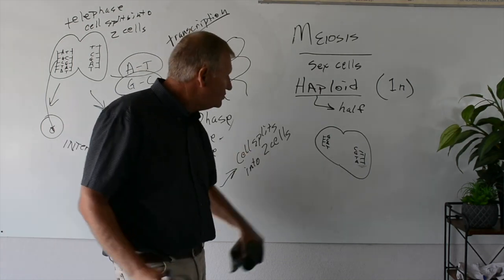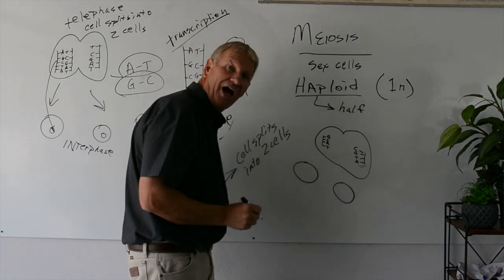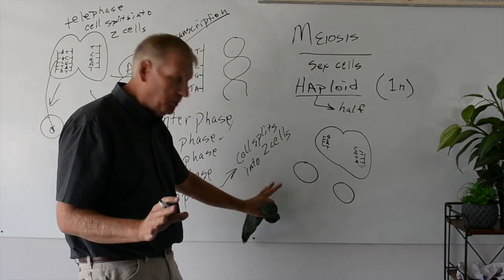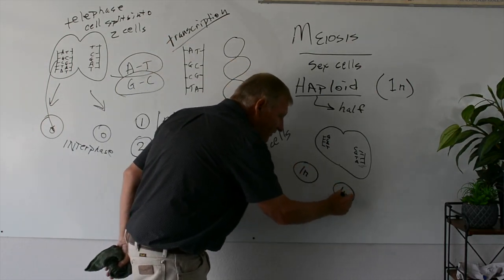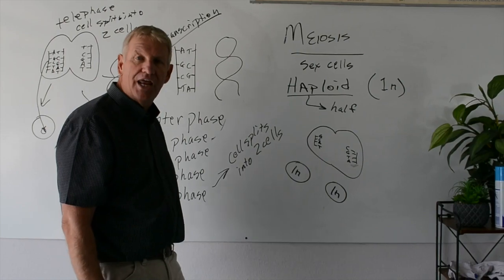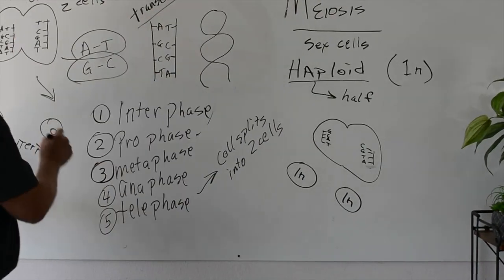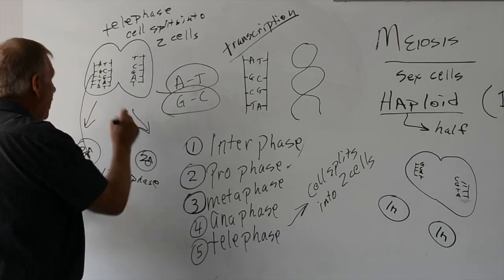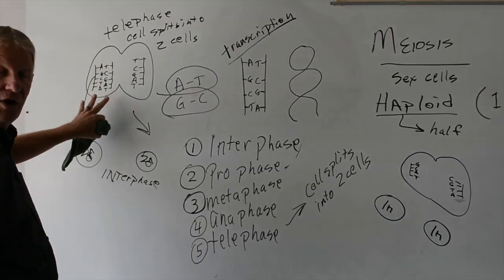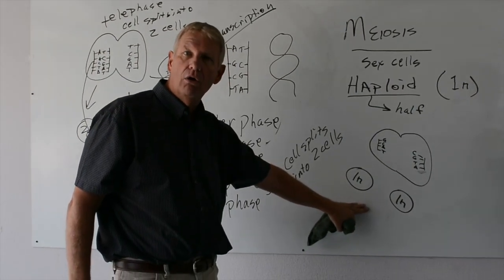Okay? So the cell goes ahead and divides. And let's say this is an egg or a sperm. It is 1N. It only has half of the genetic material. This cell over here is 2N. It has all of the genetic material. We made the other half of the DNA. But this is 1N.